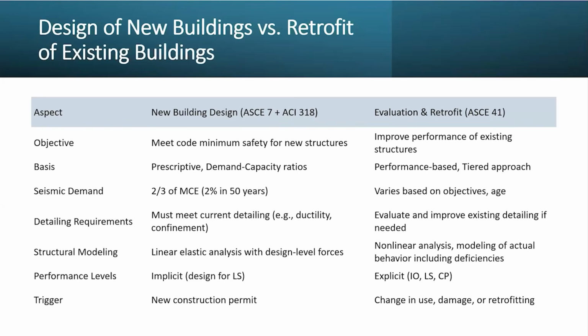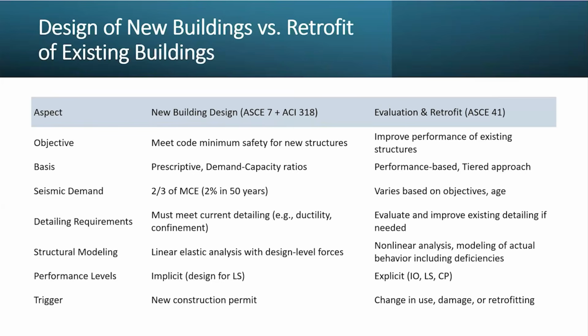Detailing requirements are also different. We cannot follow detailing for every column and every beam anymore, because we can't break and fix every column and beam, and we don't need to, because as long as the performance is okay, we just need to improve some detailing somewhere. For design, linear analysis is okay. For evaluation, nonlinear analysis may be needed, and we evaluate the deficiencies. Performance levels for new design are implicit, not explicit. Design is for life safety, that is the primary intention, but no proof. But for evaluation and retrofit, explicit immediate occupancy, life safety, and collapse prevention have to be proven.